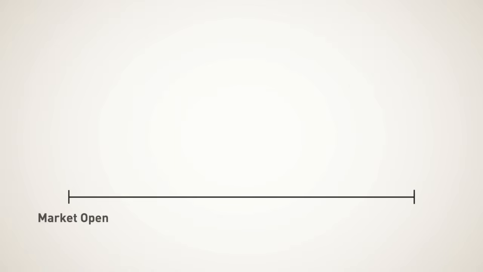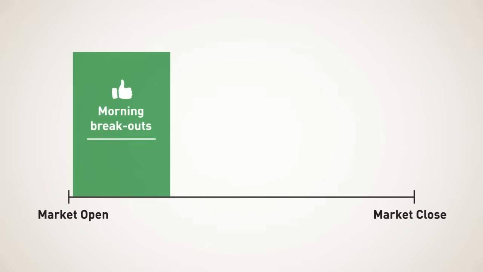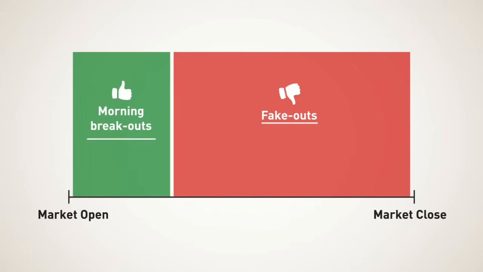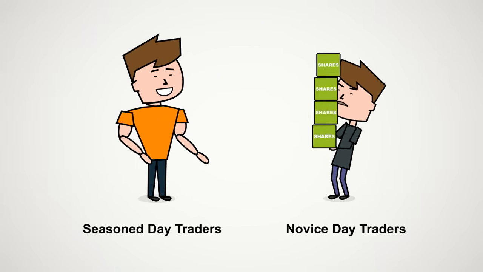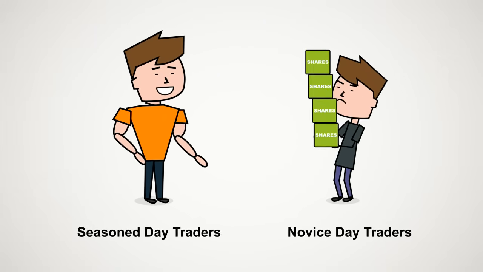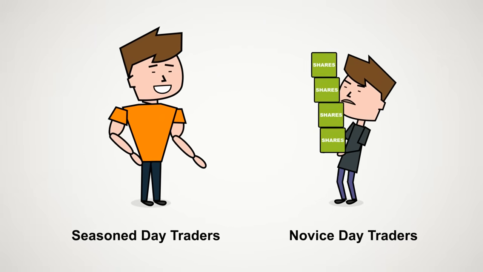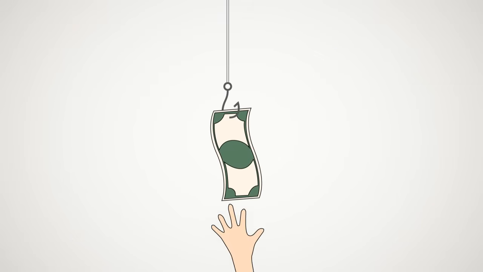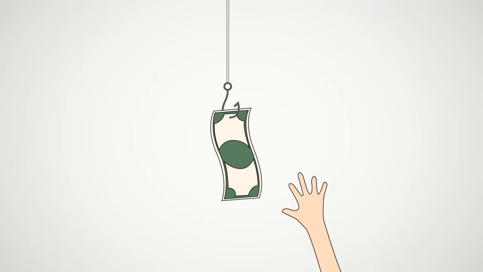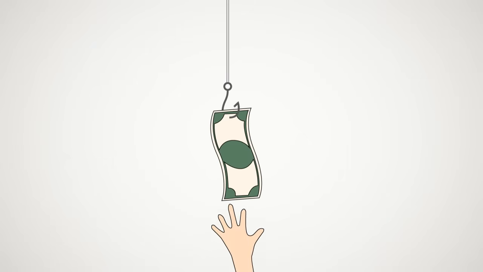You will notice that after the morning breakouts that occur within the first 20 to 40 minutes of the market opening, the next round of breakouts often fails. This is because the seasoned traders are selling their long positions to the novice day traders who buy the breakout of the high as we go beyond the first hour of trading. This gives the seasoned traders the opportunity to unload their shares to the unsuspecting public.